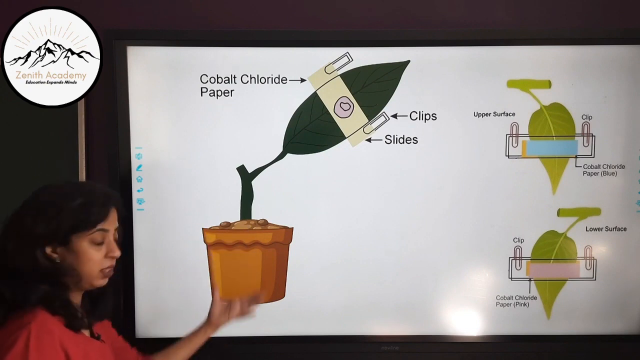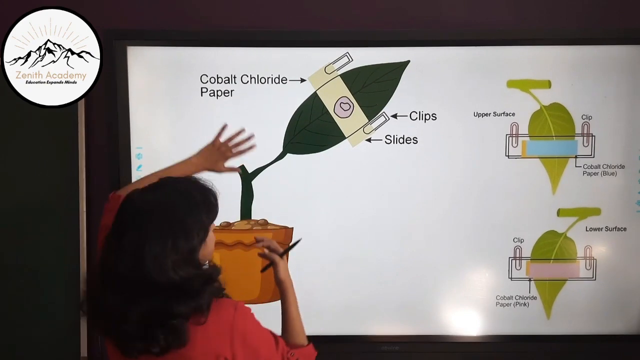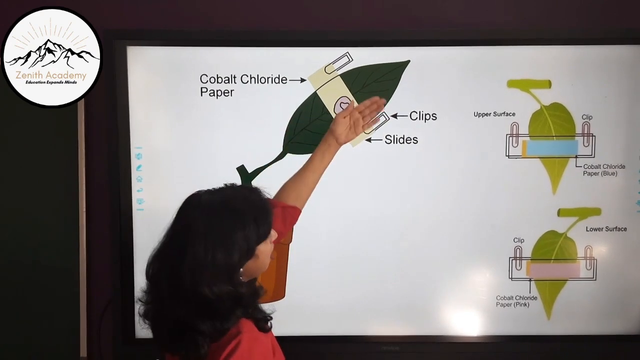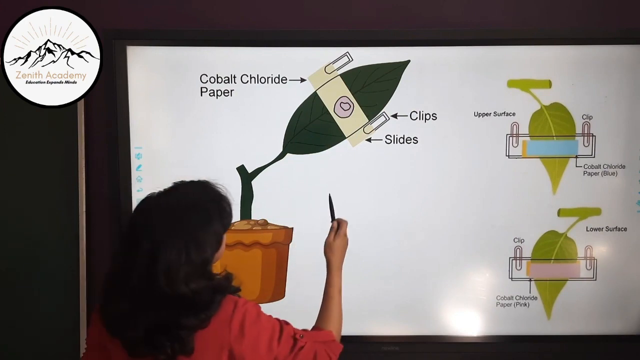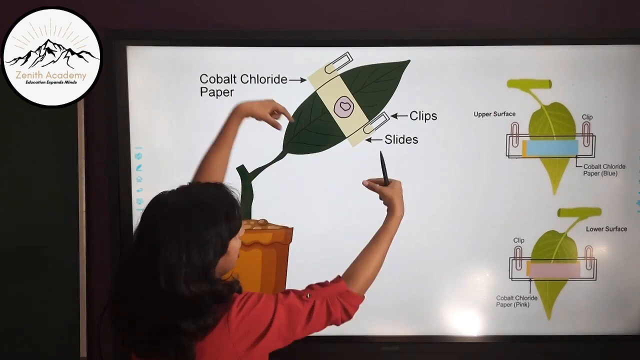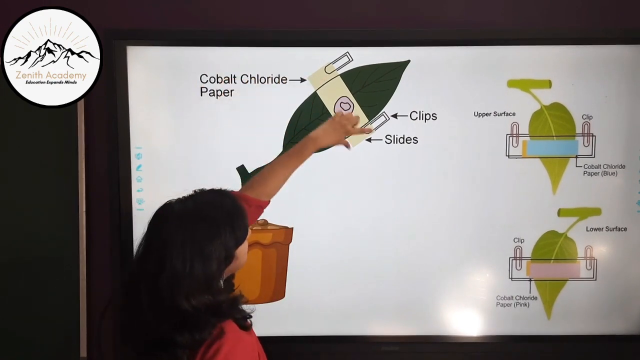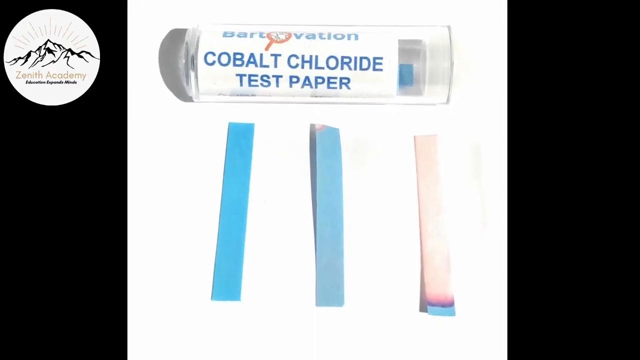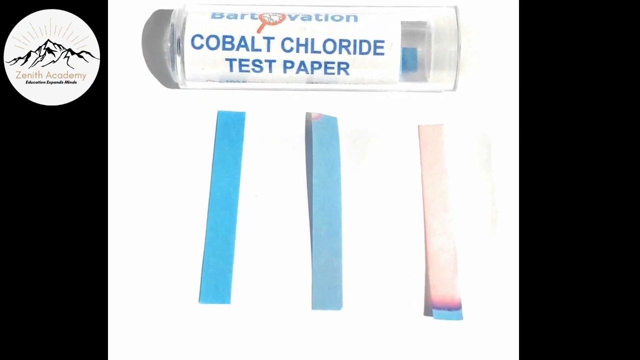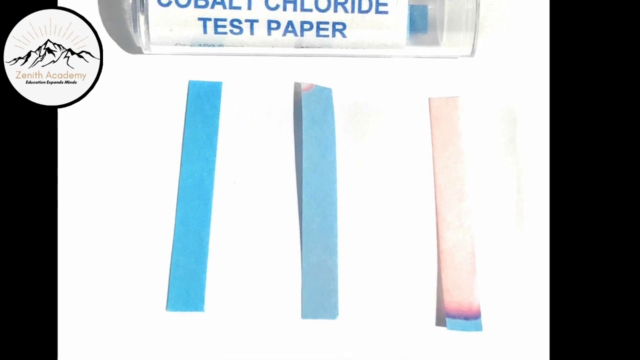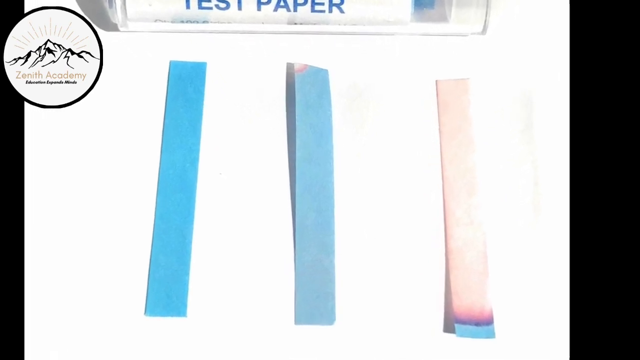So here I have taken a potted plant. I have not shown the whole diagram. So this is one leaf. The upper part is dark, the lower part is lighter. Then I have attached a cobalt chloride paper on the upper surface as well as the lower surface, and attached a glass slide on both sides and fixed it with clips. Now you should know what a cobalt chloride paper is. A dry cobalt chloride paper is blue in color, and when it comes in contact with moisture or water, it turns pink. So it is used to detect the presence of moisture or water vapor.